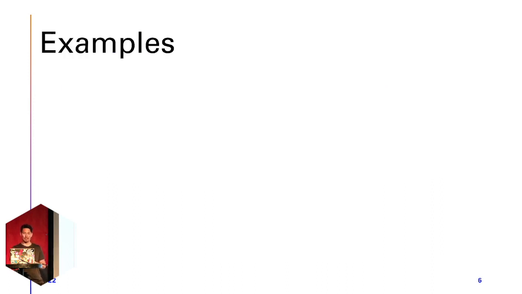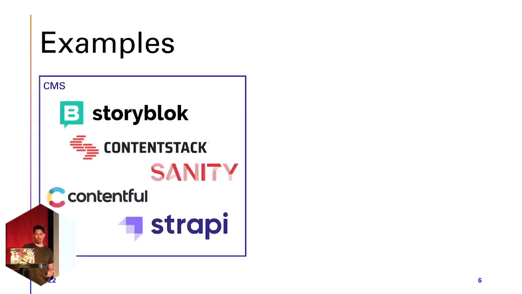So some examples. As we heard earlier on from Lizzie, headless is a pretty big thing in CMS. So the CMS industry really kind of took it on board first. And you've got companies like Storyblok, Content Stack, Contentful. These are like SaaS solutions. And then you've got Strapi, which is an open source solution. And this is just a small sampling. There are many CMSs out there.